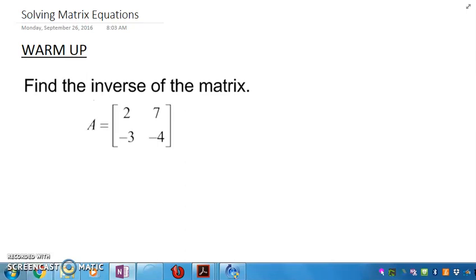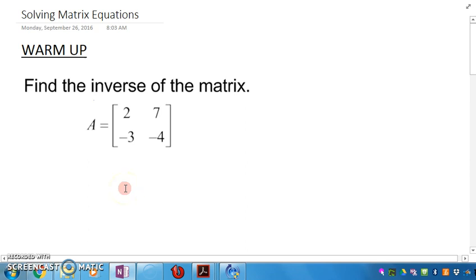Hello, so today we're going to look at how to solve matrix equations. And the first thing I want you to do as you watch this video is to pause the video and actually attempt this problem here. So I want you to find the inverse of matrix A.